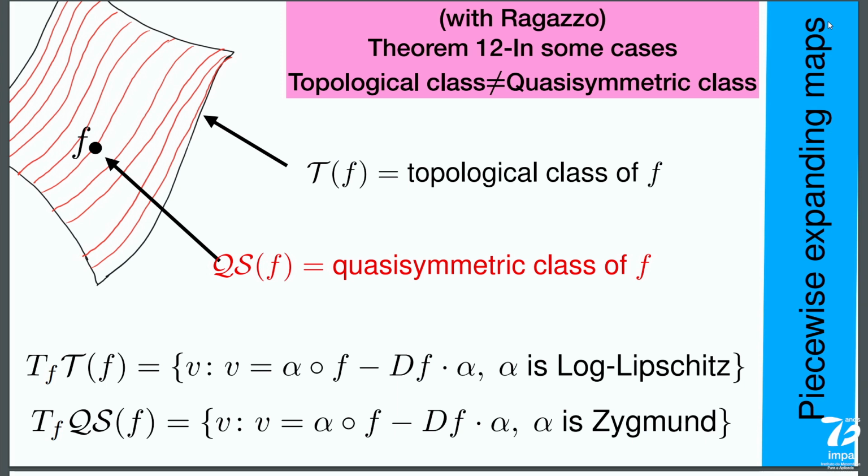So I just know about the codimension: the quasi-symmetric class is a Banach manifold of finite codimension when all the turning points, all the critical points, or the discontinuities are eventually periodic on the right and on the left. So it's a very specific situation. But it's surprising that even in this simple situation, you have a difference between the two things.